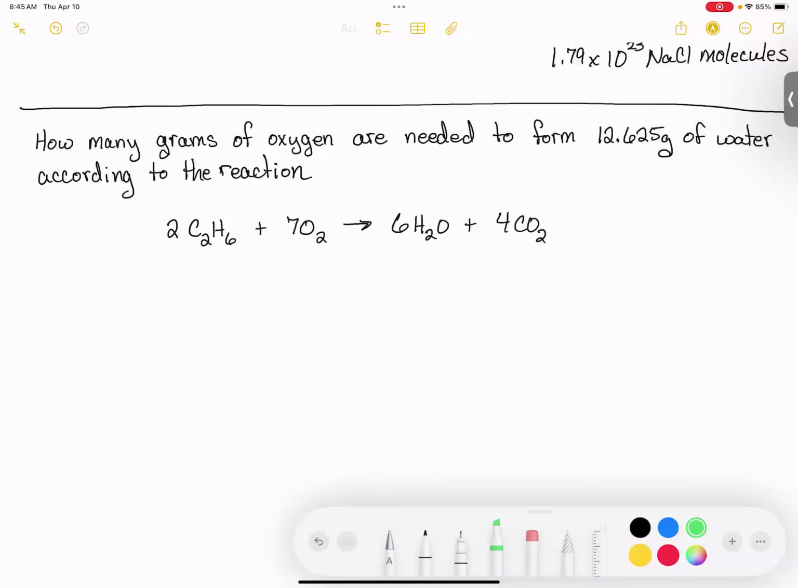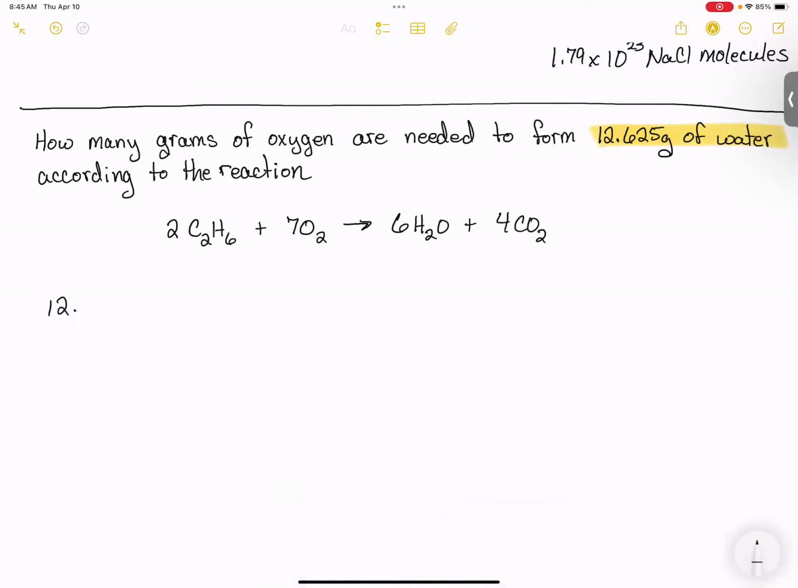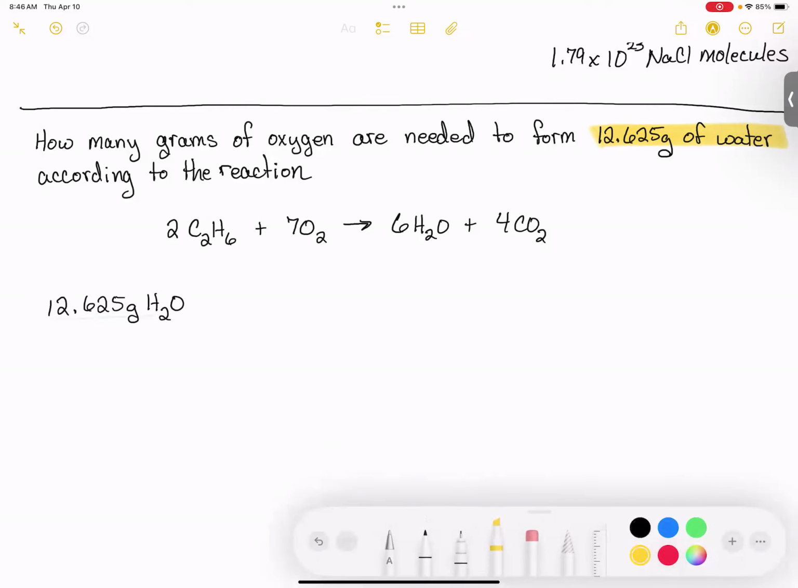We identify what we were given. We were given 12.625 grams of water. We identify what we were asked for. We were asked for grams of oxygen.